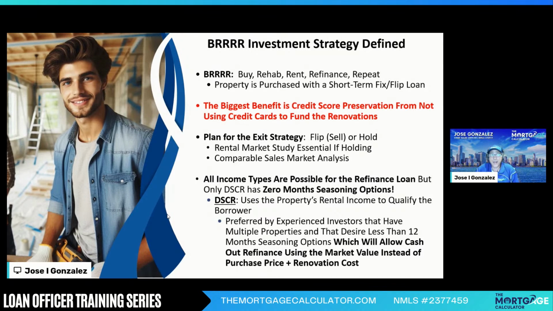So what exactly do we mean by BRRRR? You heard Kyle mention it right there. Buy, rehab, rent, refinance, and repeat. Now, the loan of choice for these BRRRR transactions 99.99% of the time is going to be a short-term fixed flip loan. It's a type of bridge loan.